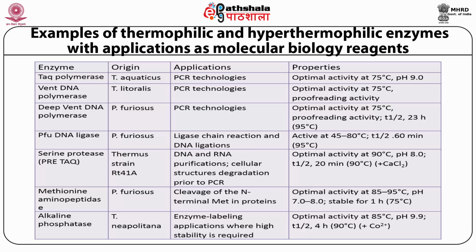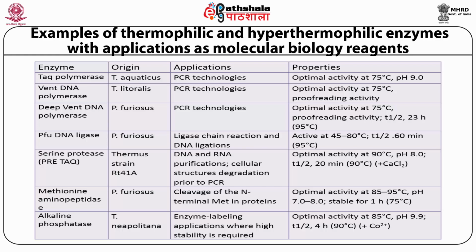Now there is another enzyme, methionine aminopeptidase. This enzyme, we all know, is a very important enzyme required to cleave the N-terminal methionine in proteins. This enzyme is active between 85 and 95 degrees Celsius, withstands higher pH as well, and shows stability of up to 1 hour at 75 degrees Celsius.